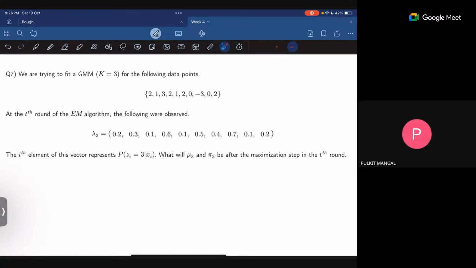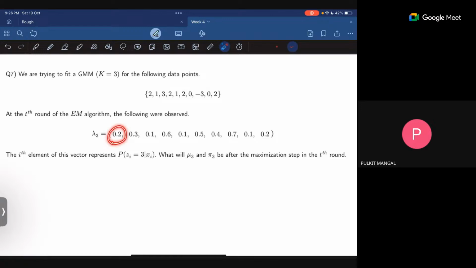The seventh question is also on GMM. So let's read the question. We are trying to fit a GMM with k equal to 3 on the following data points. At some tth round in the EM algorithm, the following are observed. What are these representing? Lambda 3. Well, what does this mean? The ith element of this vector represents this probability.